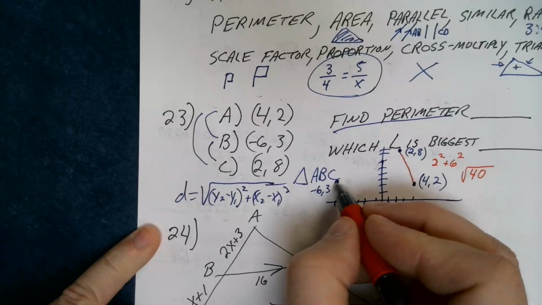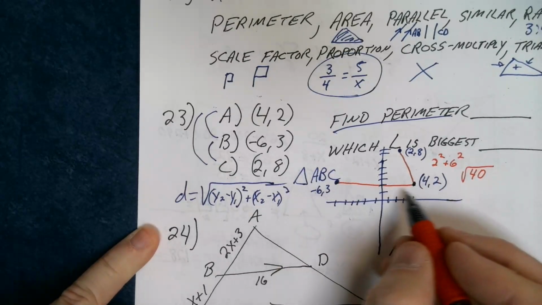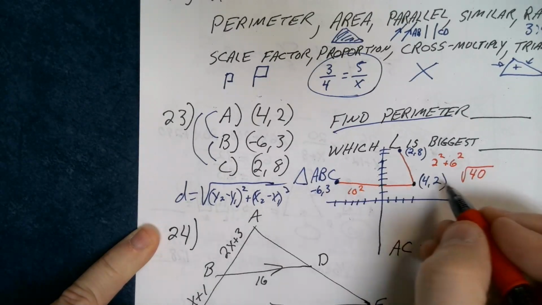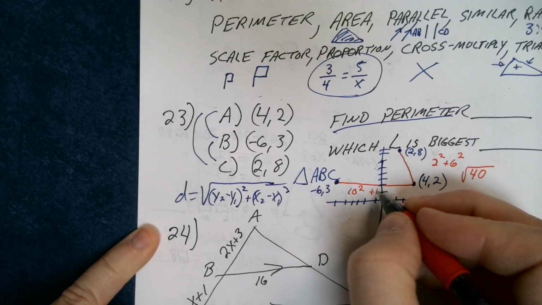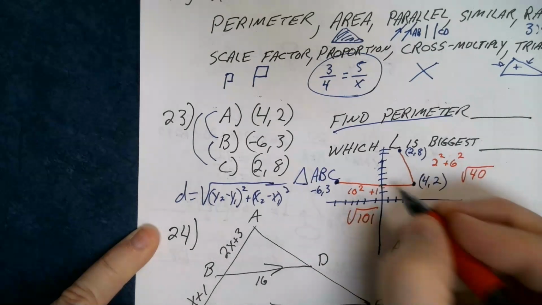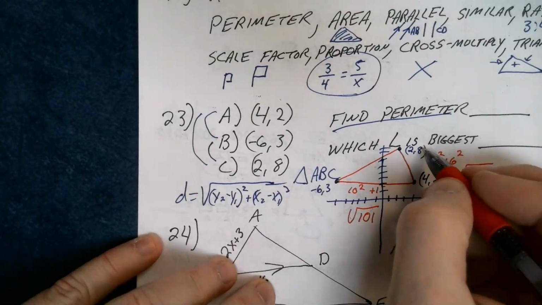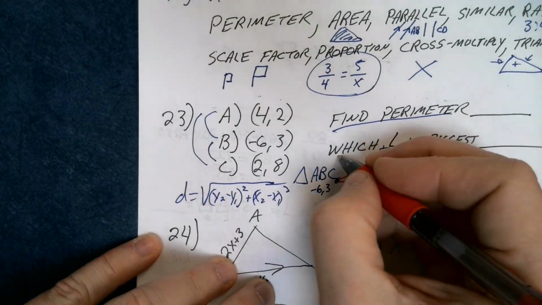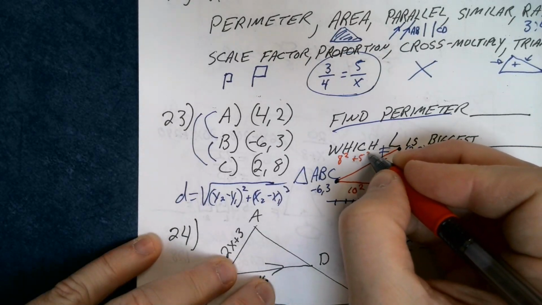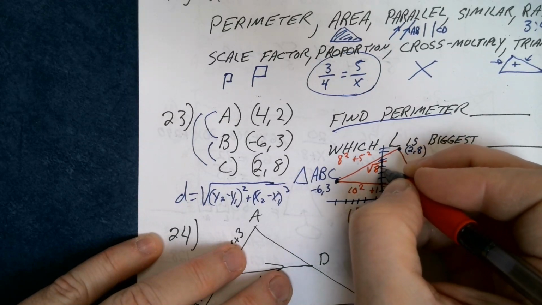So now I'm going to go here. So that distance is the square root of 40. This distance, the difference in the x's, negative 6 to 4 is 10 squared. The difference in the y's, 3 to 2 is 1 squared. So that's going to get me the square root of 101. 10 squared is 100, 1 squared is 1. Then we do the last one right here. Negative 6 to 2 is 8 squared. 3 to 8 is 5 squared. And 64 and 25 is 89, and that's the square root of 89.